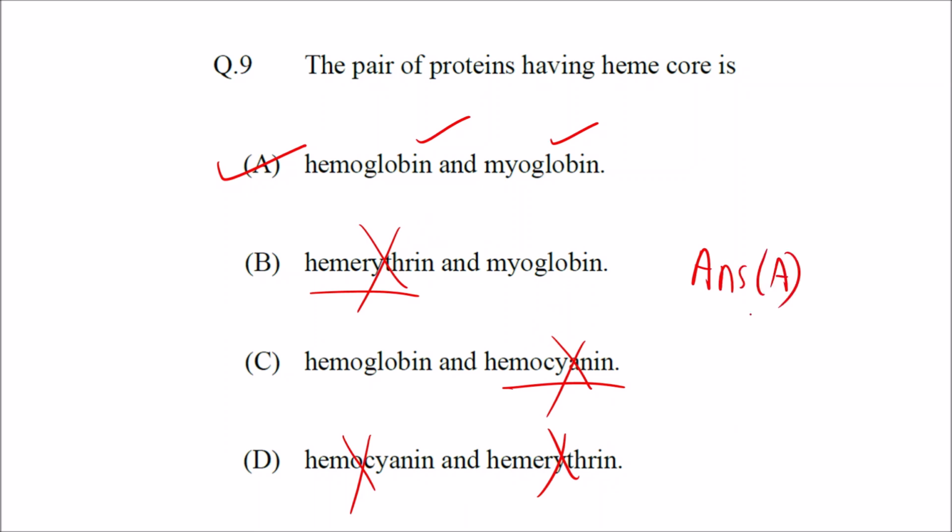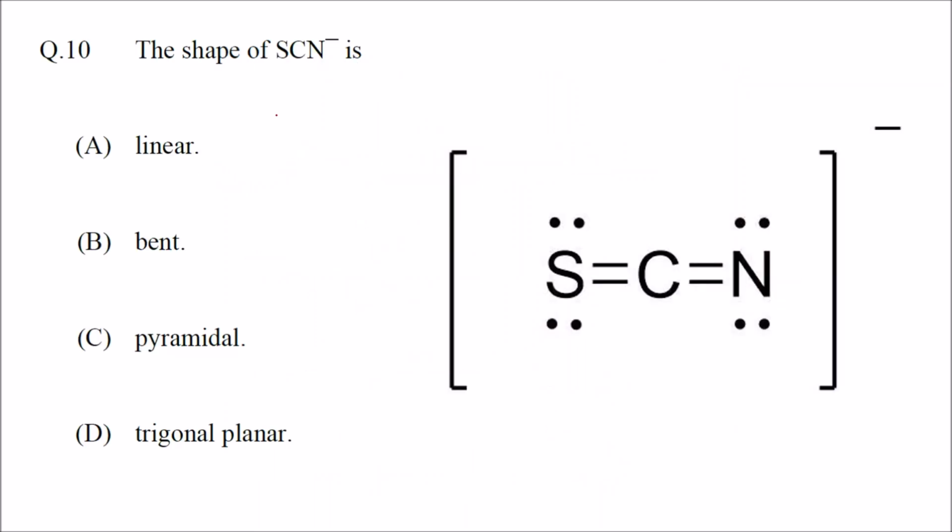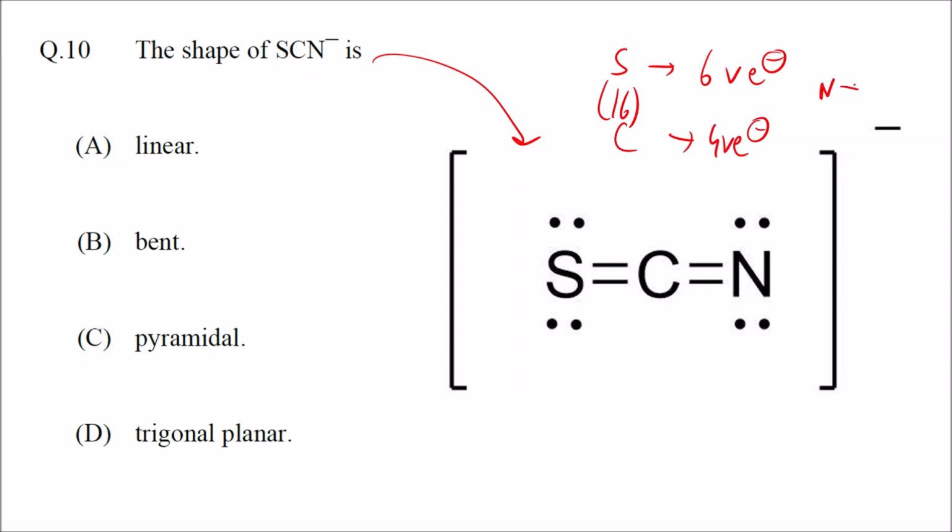Last question, the shape of SCN minus is. If you draw the Lewis structure of SCN, it would look something like this. Sulfur belongs to group 16. It has 6 valence electrons. Carbon, we know group 14, it has 4 valence electrons. And nitrogen has 5 valence electrons. Here it will have minimum charges. So you can see it is linear. Bond angle is 180 degrees. The correct answer will be option A.